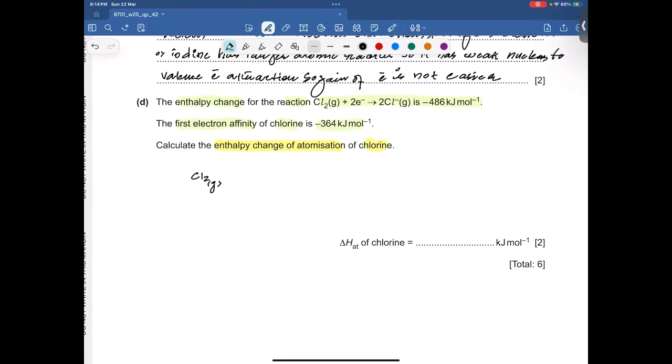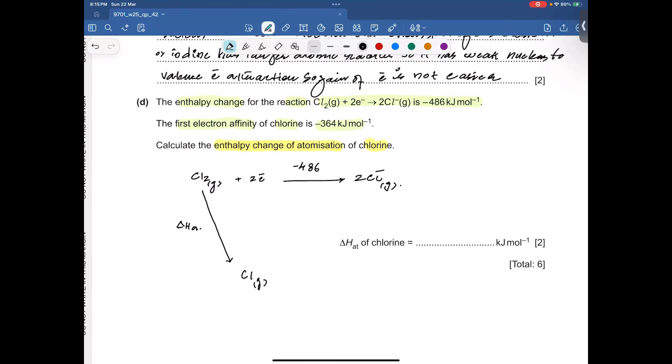This is chlorine gas gaining 2 electrons, converting into chloride ions gas. And the value for this equation is minus 486 kilojoules per mole. Now this equation has two steps. First is atomization and then electron affinity. So let me make a Hess's law cycle. In the first step, I'm going to convert the chlorine molecule into 1 mole of gaseous chlorine atoms, and that's basically atomization. Okay.